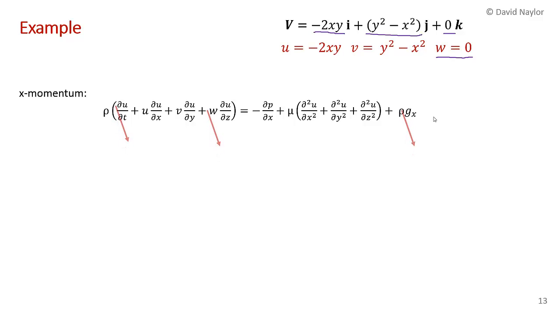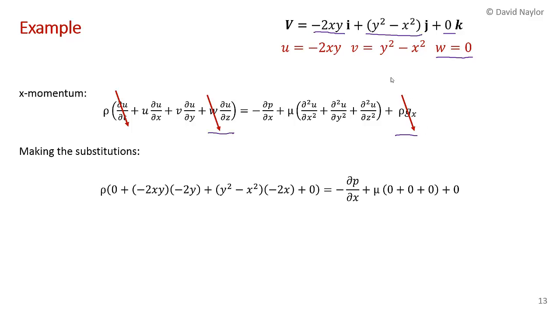Now you're told that the flow is steady, so we can cross out the local acceleration term. We also are told through the velocity vector that w is 0, so this term here goes to 0. And you're told in the problem statement to neglect gravity, so we can cross out the gravity term. So now we can look at evaluating the remaining terms.